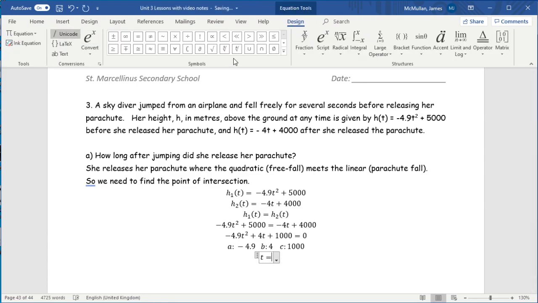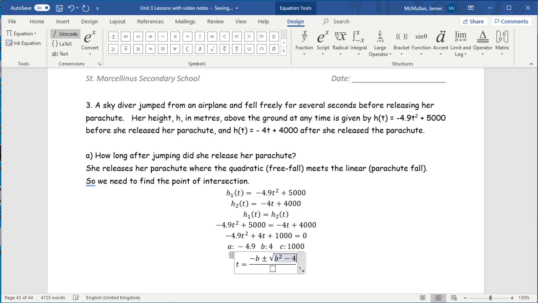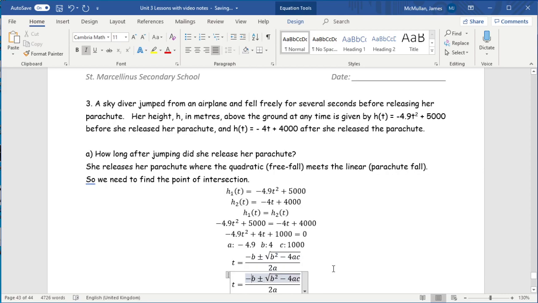The time, remember there could be two times, the time is equal to negative b plus or minus square root of b squared minus 4ac over 2a, right? That's what we need to do. So what we're going to do is plug all that in, see what we get. So let's replace the b. You see, I'm not replacing the negative, I'm leaving the negative sign alone. I'm just replacing where I saw b with a 4.